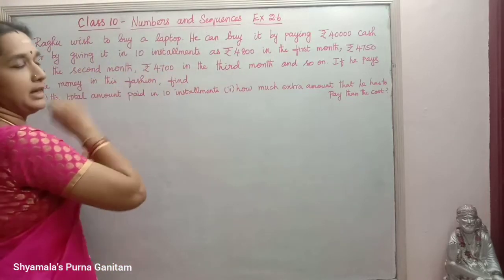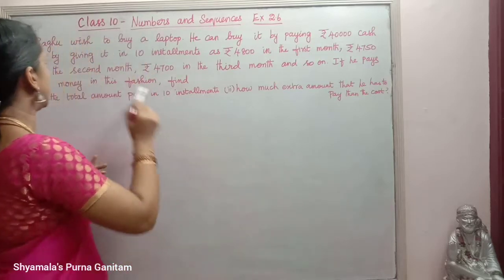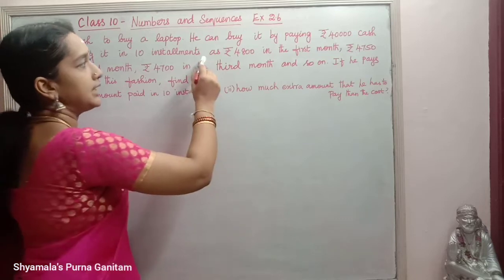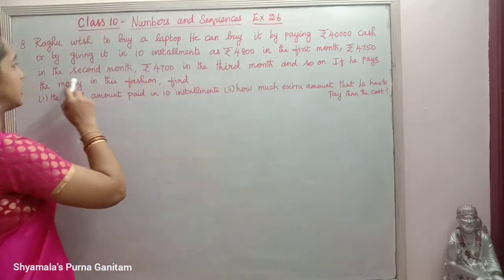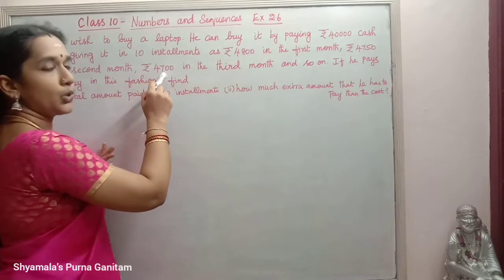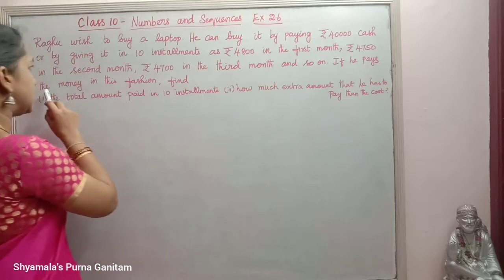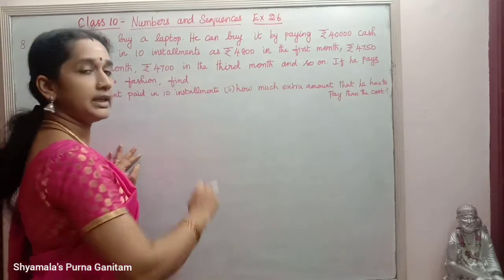Raghu wished to buy a laptop. He can buy it by paying rupees 40,000 cash or by giving it in 10 installments as 4,800 in the first month, 4,750 in the second month, 4,700 in the third month and so on. If he pays the money in this fashion, find the total amount paid in 10 installments.